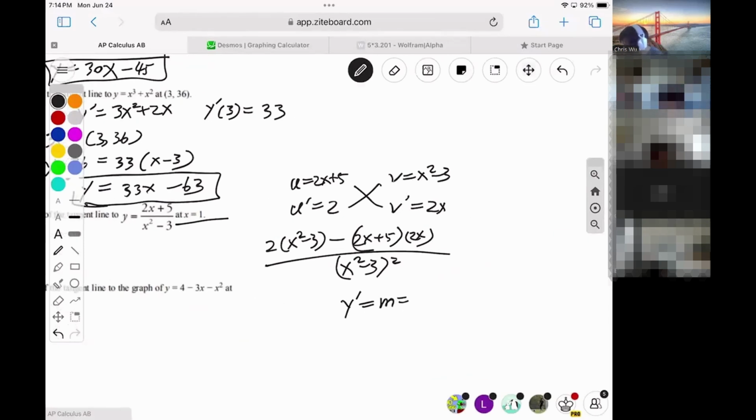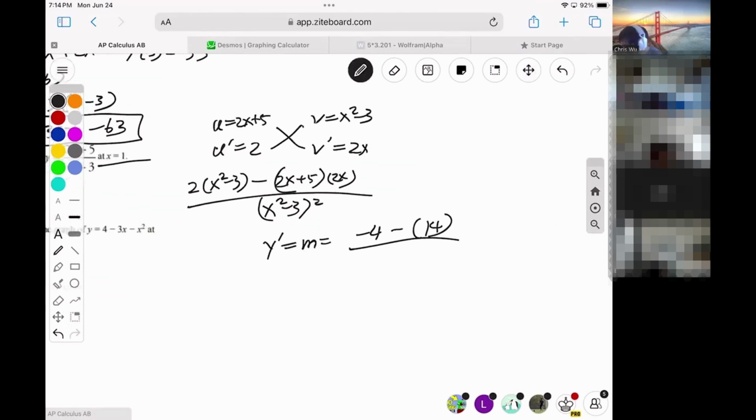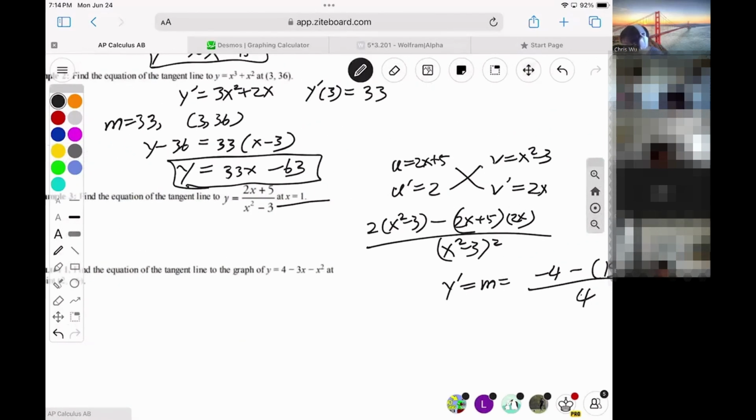So that's 2 times negative 2, so that's negative 4. That's minus 7 times 2, 14. This one's going to be just negative 2 squared, which is 4, right? So it's negative 18 over 4, or negative 9 over 2. That's the slope. And the point that I'm going through, they just told me x equals 1. I don't know the y, but I can solve for y, right? Plugging in here, y is (2 plus 5) over (1 minus 3). So it's 7 over negative 2. So that's my y point.